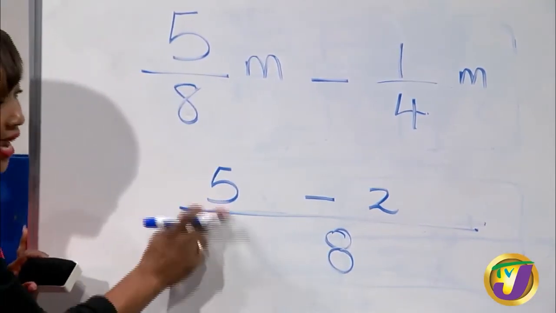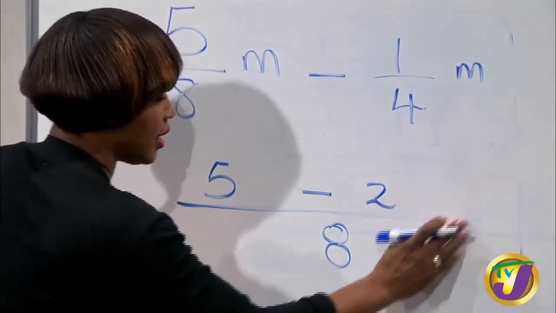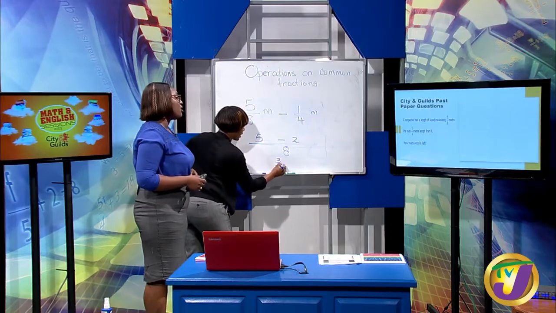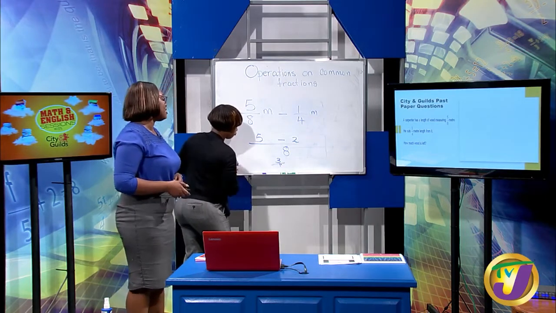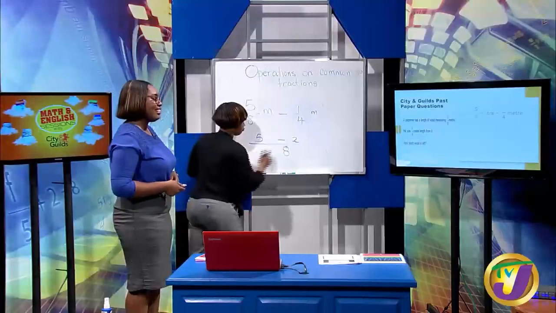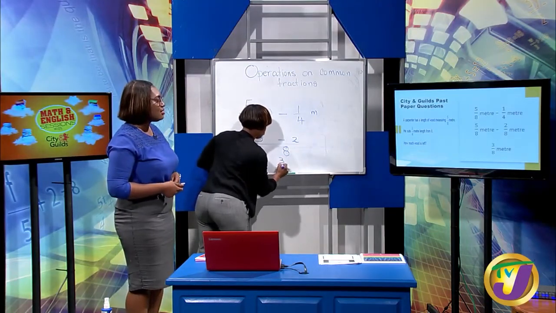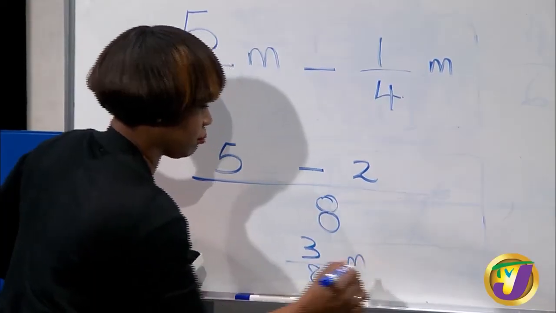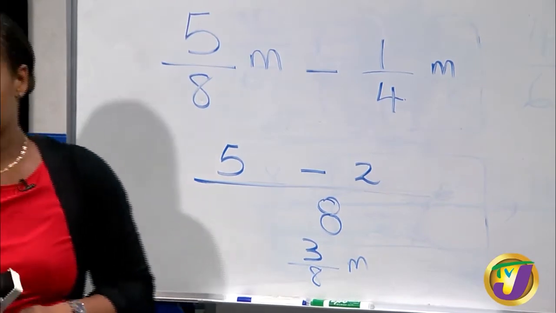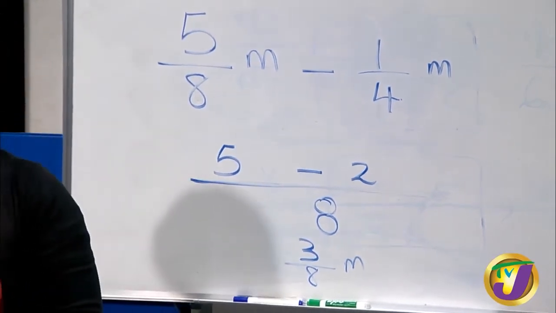So 5/8 subtract 2 8s gives us 3/8. So we would have 3/8 of the wood left. So it's 3/8 meters that would be remaining. There you go. Now let's look at another question.